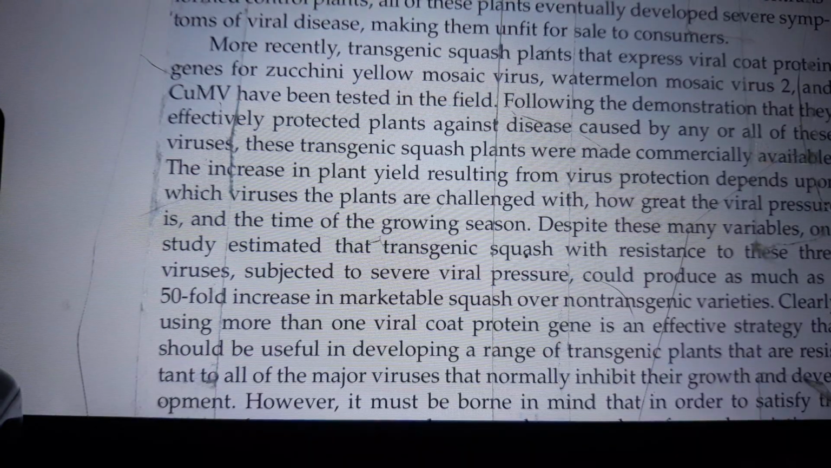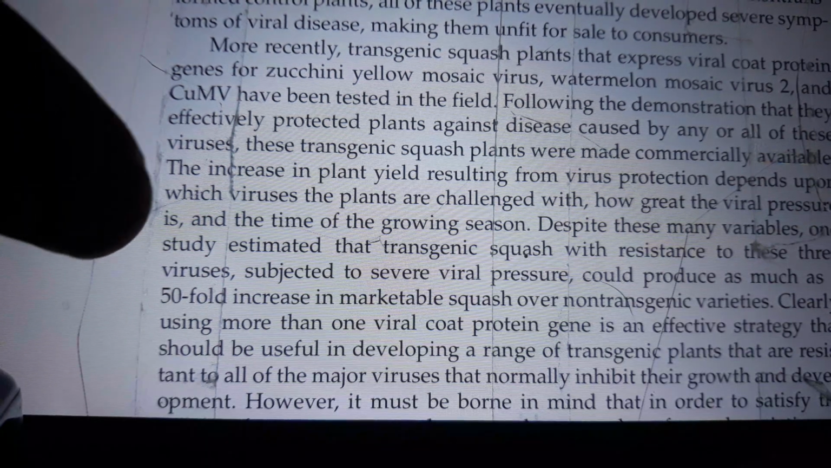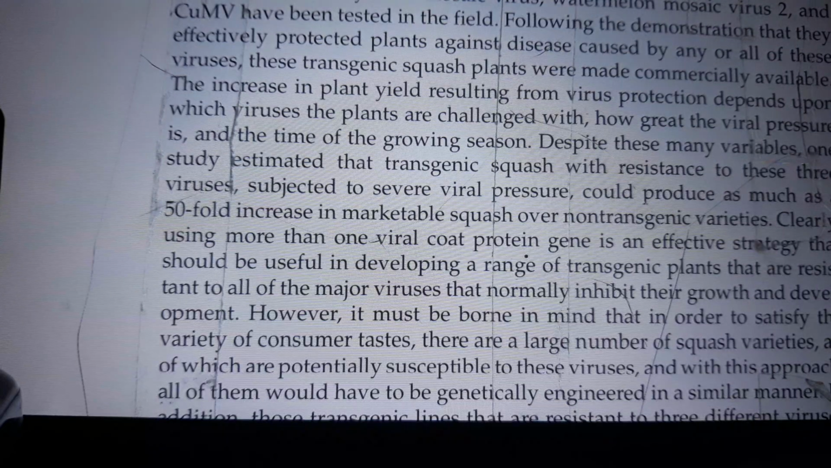More recently, transgenic squash plants that express viral coat protein genes from zucchini yellow mosaic virus, watermelon mosaic virus 2, and CUMV have been tested in the field. Following demonstrations that they effectively protected plants against diseases caused by any or all of these viruses, these transgenic squash plants were made commercially available.